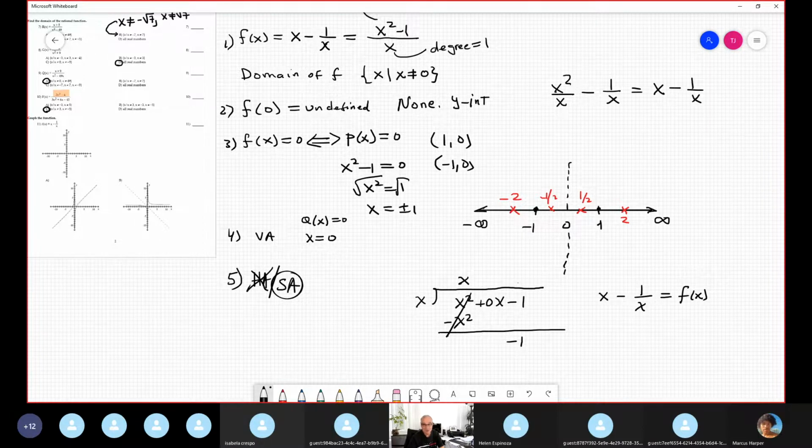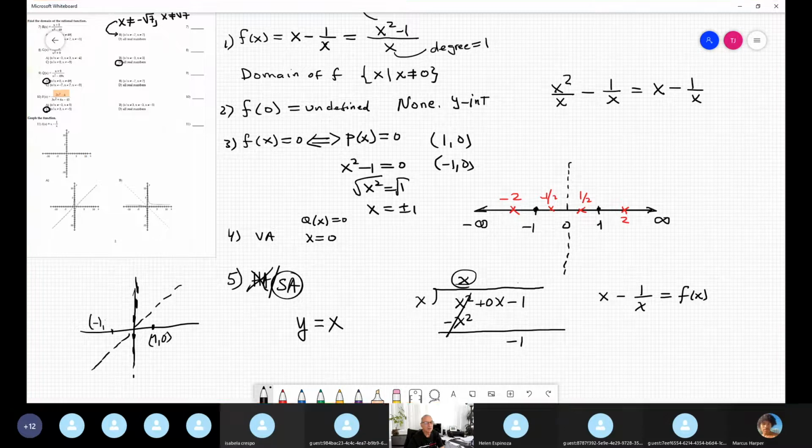Okay, so the most important is what is the equation for the slant asymptote? Well, the equation for the slant asymptote is this: y equals x. It's super easy. It's the line passing through the origin with slope 1. Okay, something like that. And don't forget, we have a vertical asymptote here at 0.